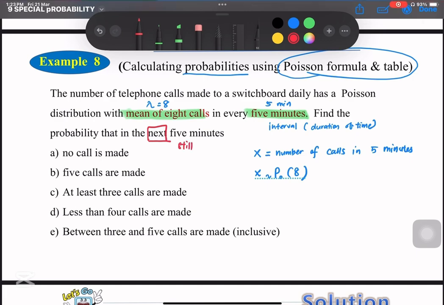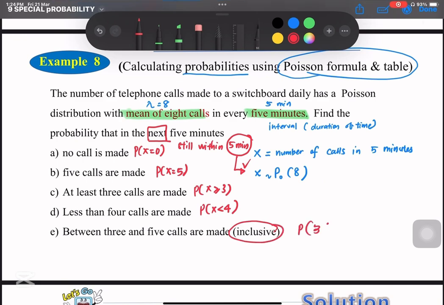The question wants us to find the probability that in the next 5 minutes, so it's still within the 5 minutes. So we are going to use the same mean for every question. So we are now understanding what each question wants.